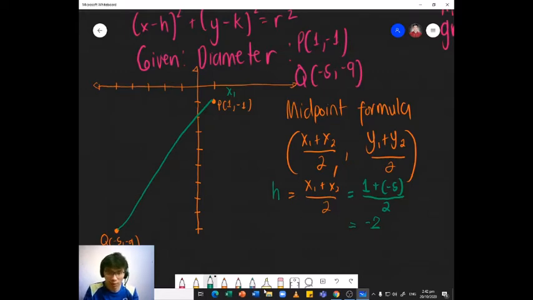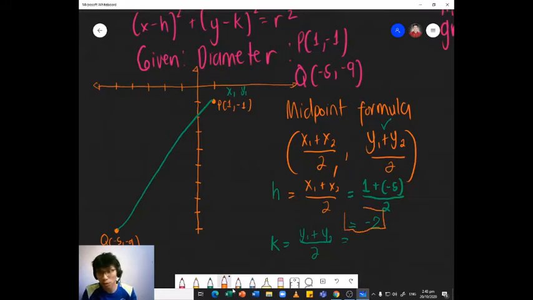Now let's find the k, the second variable, or the y variable. That is in the form y sub 1 plus y sub 2 all over 2. Same thing, wherever your x sub 1, of course the partner should be the y sub 1. So this is your y sub 1 and this is your y sub 2. What are you going to do, ladies and gentlemen?